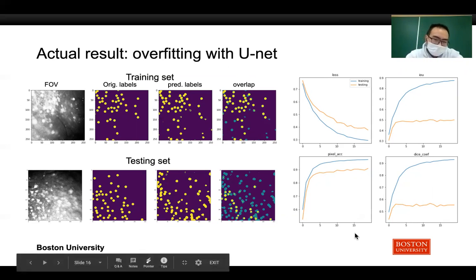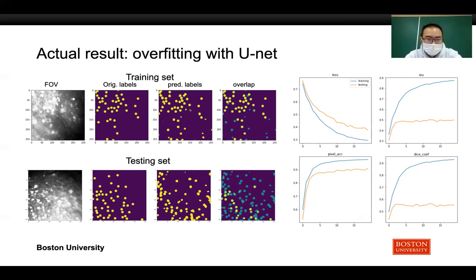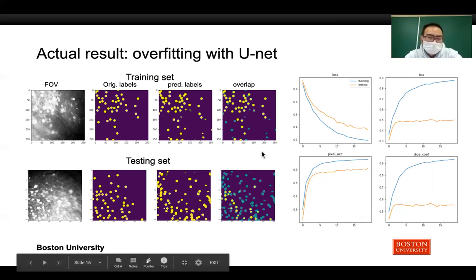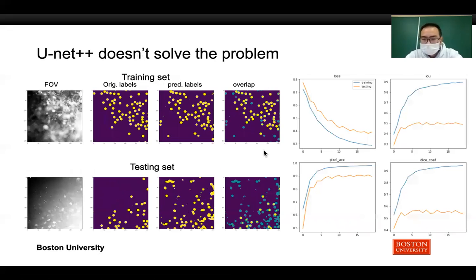As you can also see in those graphs, the performance on the training set is much better than on the testing set. And UNet++ doesn't really solve this problem. It's almost the same result. This is really unfortunate. We were blinded by our falsely good results, and we failed to improve it or find the true problem for the past few weeks.